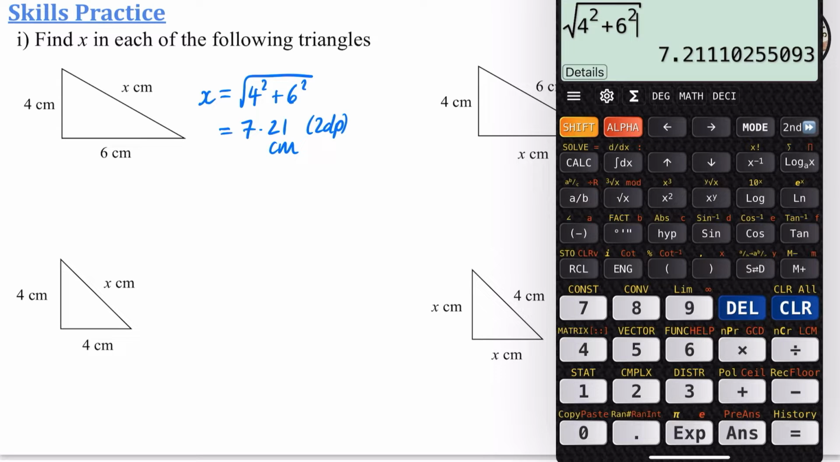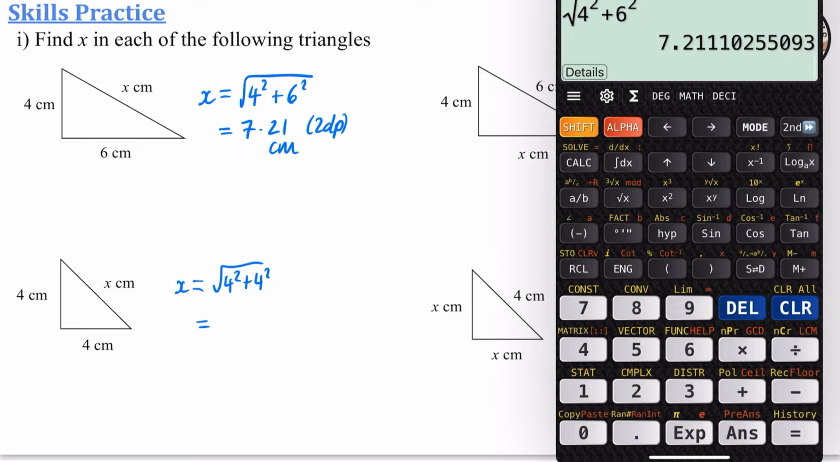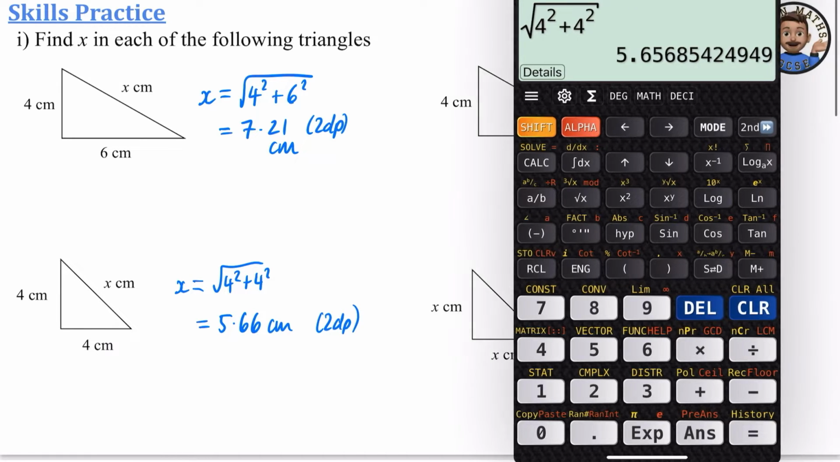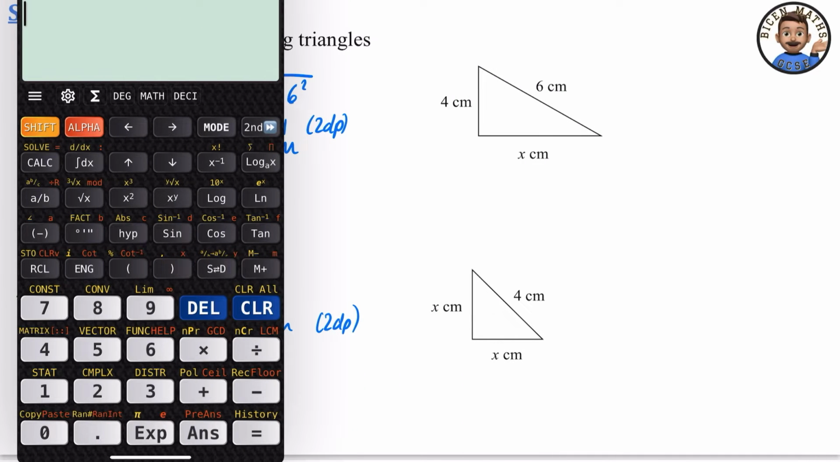The one underneath is the same kind of thing. x in this case is the square root of 4 squared plus 4 squared, because we're looking for the hypotenuse here. The square root of 4 squared plus 4 squared gives x's length as 5.66 to 2 decimal places. I'm not explaining Pythagoras, I'm just saying this is how you do it. You should hopefully know this already.